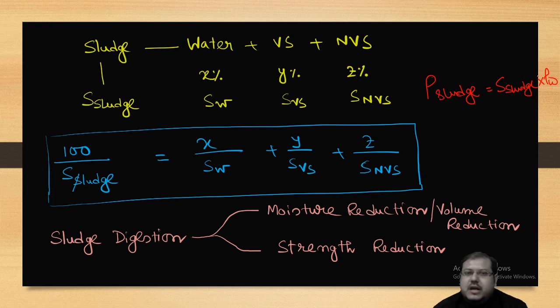Clear? Now the sludge digestion process comprises two things. हम लोग दो चीज कर सकते हैं, क्या क्या? एक है मॉइस्चर रिडक्शन और वॉल्यूम रिडक्शन. मॉइस्चर रिडक्शन मतलब पानी की क्वांटिटी को हटाना, and we can reduce the strength. मॉइस्चर रिडक्शन का पार्ट एक्चुअली कितनी जल्दी वॉल्यूम को भी रिड्यूस करेगा. जितना कम वॉल्यूम होगा उतना आसान होगा स्लज को हैंडल करने में. और स्ट्रेंथ रिडक्शन का मतलब है, फ्यूचर पोटेंशियल को घटाना पड़ेगा.